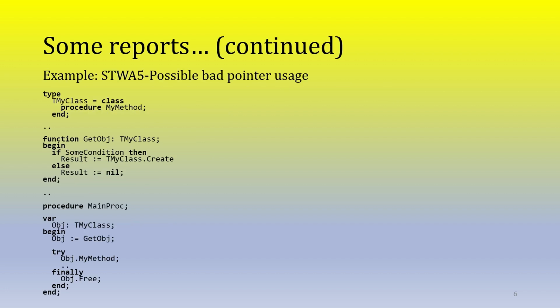In the next example, the object obj in mainproc is set to the result of a call to getObj. The problem is that getObj might return nil, which makes the following call obj.mymethod potentially invalid, and would probably result in an access violation.